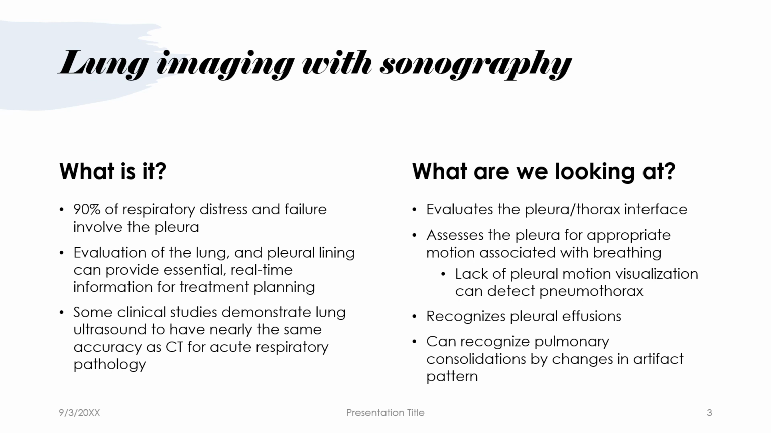We're also able to assess that pleura for appropriate motion associated with breathing. So lack of pleural motion would indicate that there's a pneumothorax and that the visceral pleura is collapsed, not sliding against the parietal pleura. Another thing could be if you had some sort of paralysis of the lung or something like that, then you would lose that motion that we're expecting to see.